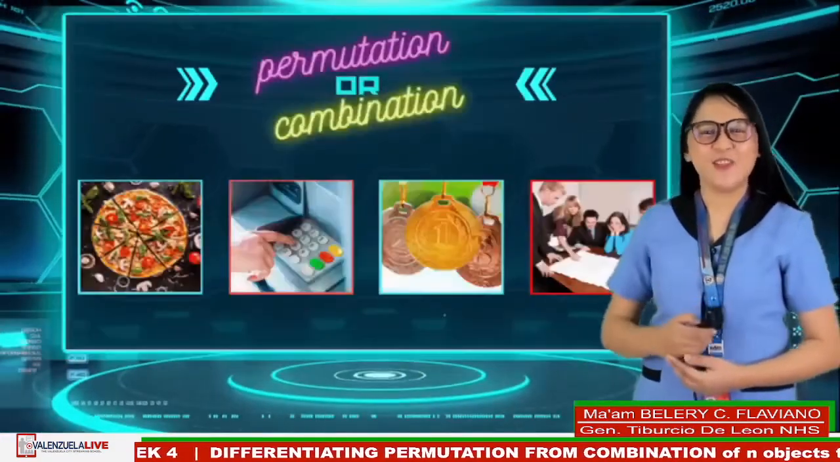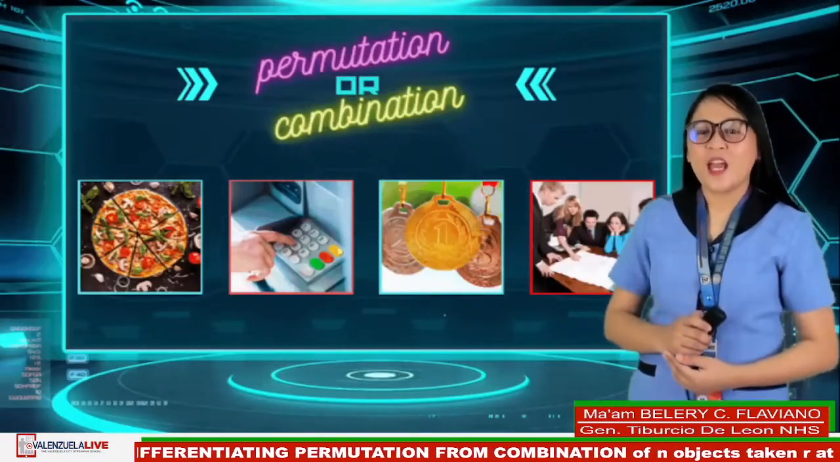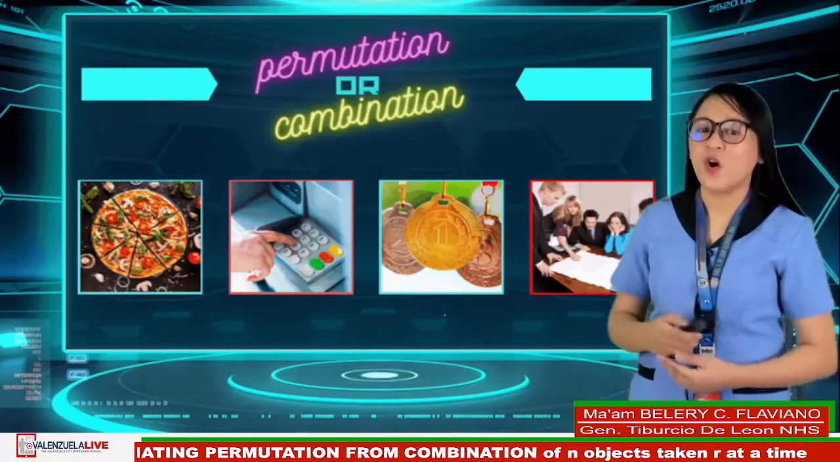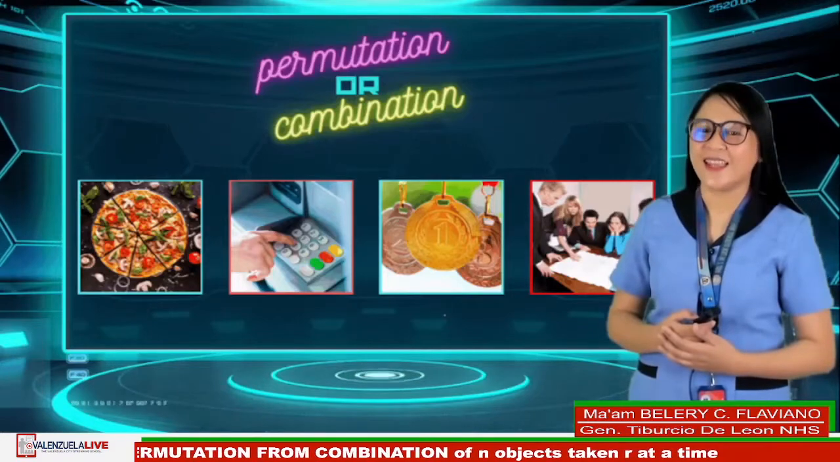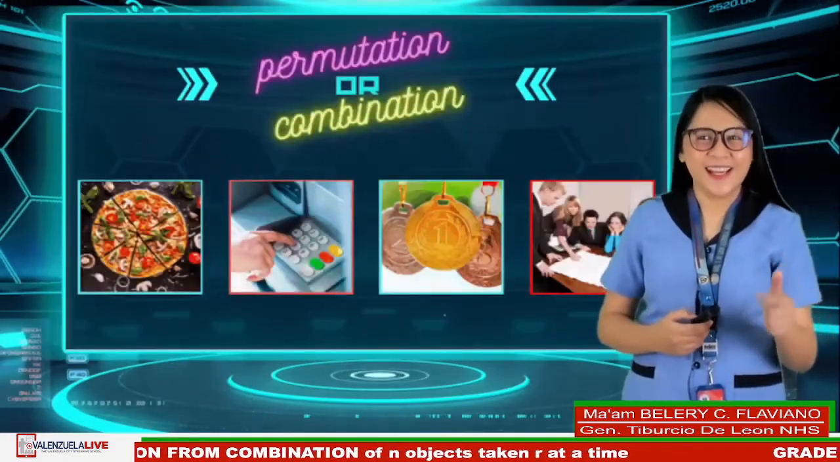Let's have another round of our game. This time, you will have to determine if the problem or situation implies permutation or combination. You will be given again 5 seconds to think, then click the reaction that corresponds to your answer. Are you ready? Let's start.